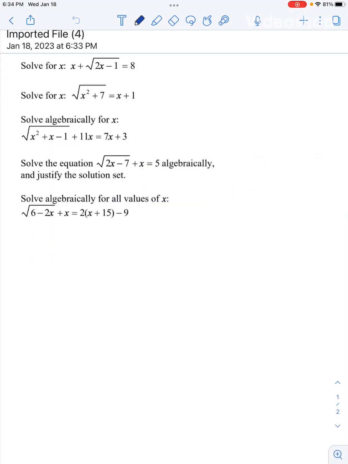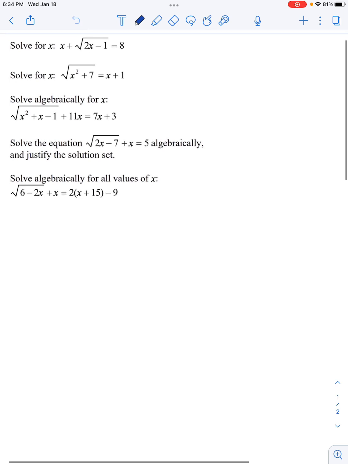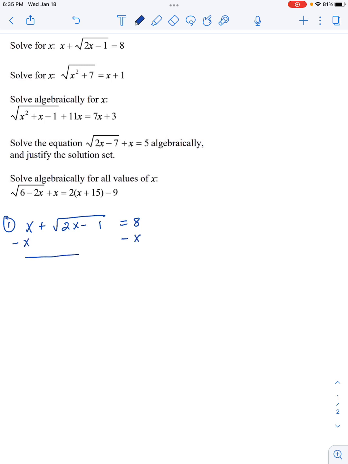All right, so in today's video, we're going to be solving radical equations. So let's first start off with this first example. Okay, so our goal is to get the radical by itself. So we're going to isolate that by subtracting x on both sides, leaving us with the square root of 2x minus 1 is equal to negative x plus 8.